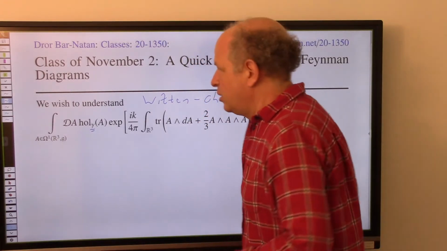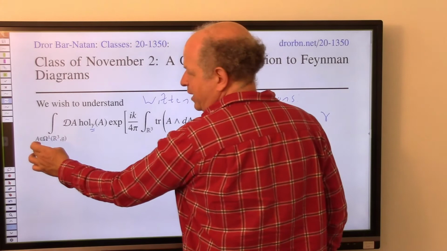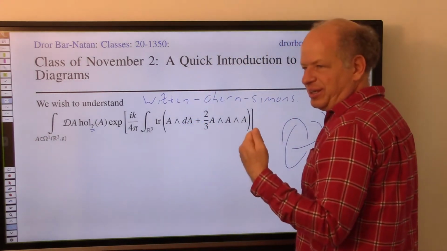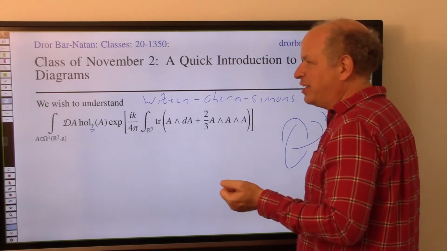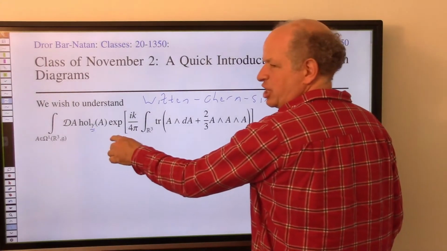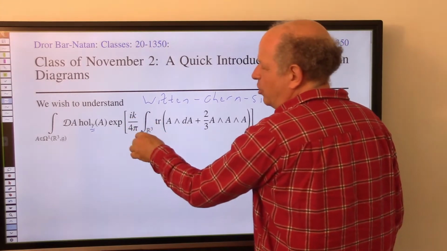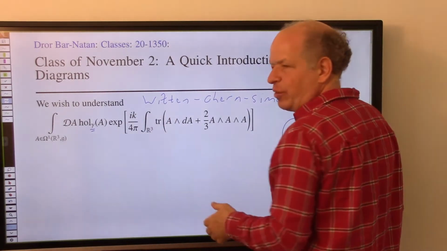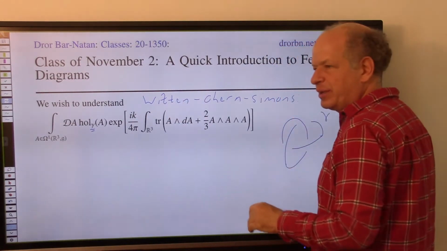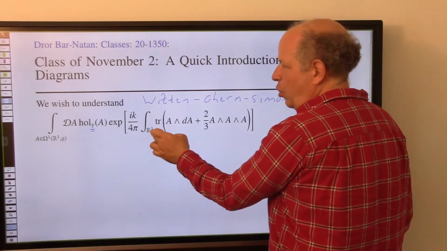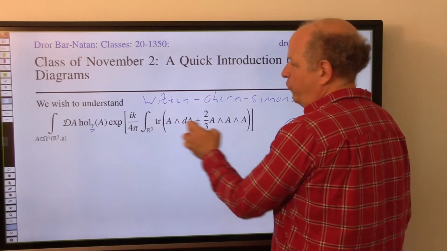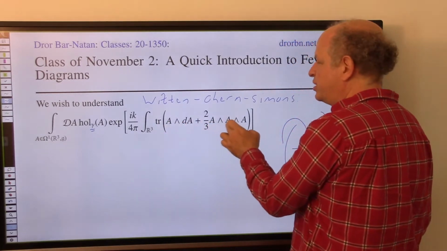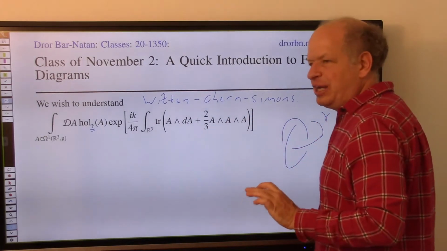Okay? So given a one form, we construct an integrand. And the integrand is a pretty messy thing. So it's the exponential of ik over 4 pi. K is some parameter, let's not think about it too much. I is the square root of -1, 4 pi you know. And then the integral over R3 of the trace of A wedge dA plus 2/3 A wedge A wedge A. So let me explain what this means.